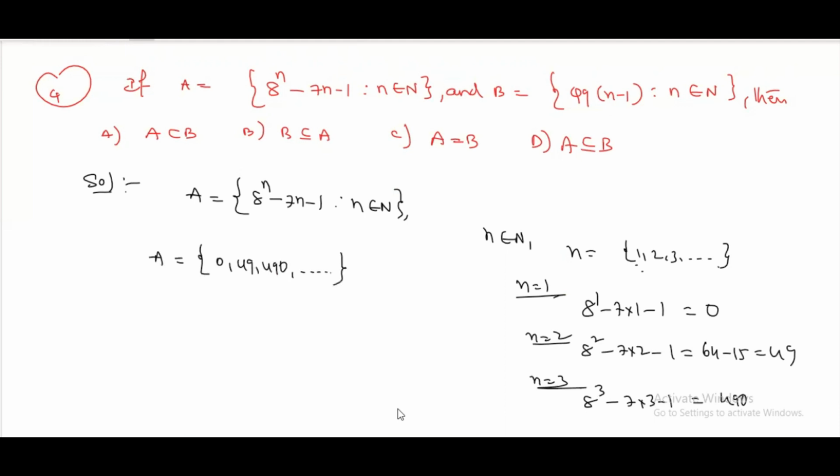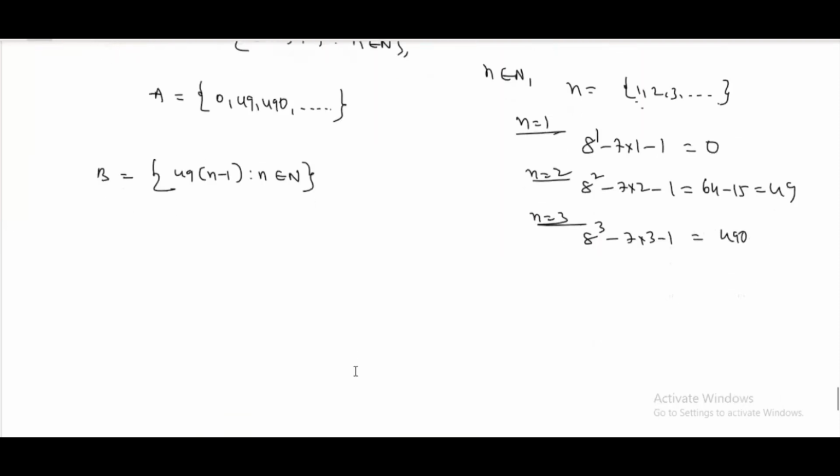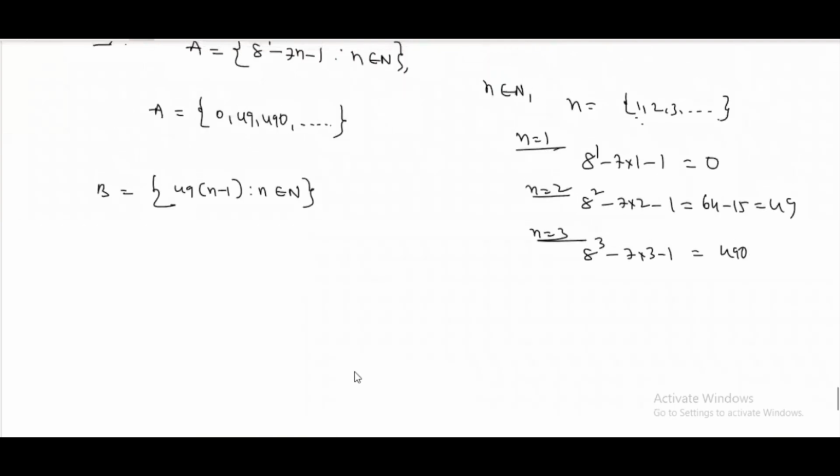So let's see about set B. Set B, what they have given is 49 into n minus 1 such that n belongs to natural numbers. When I substitute n is equal to 1, it will be 0. n is equal to 2, it is 49. n is equal to 3, 98 and so on. If I substitute n is equal to 11, it will be 490 and so on.